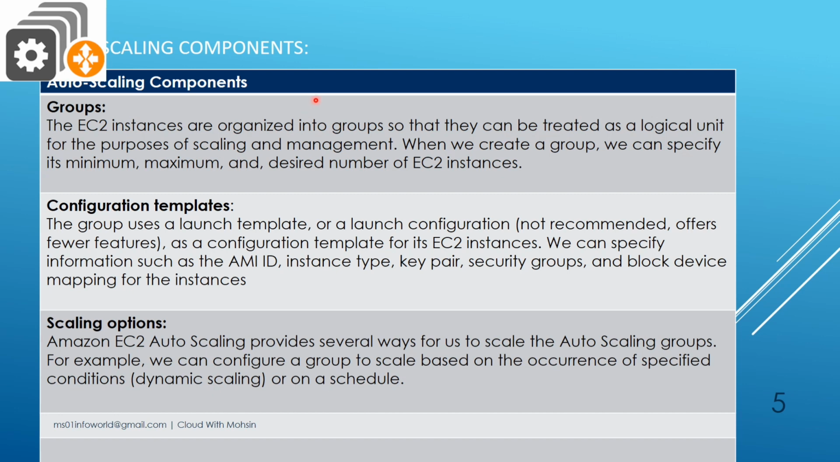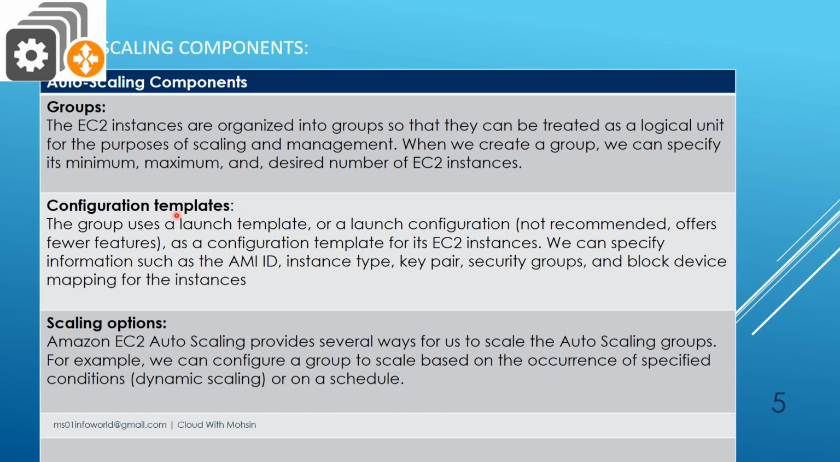So here you can see the various components. There are basically 3 components of auto scaling: groups, configuration templates, and scaling options. The groups we have seen: it is nothing but a collection of EC2 instances, organized into groups so that they can be treated as a logical unit for the purposes of scaling and management. It becomes very easy when it's treated as a logical unit. We can create a group and specify its minimum, maximum, and desired capacity of EC2 instances, as we have seen.